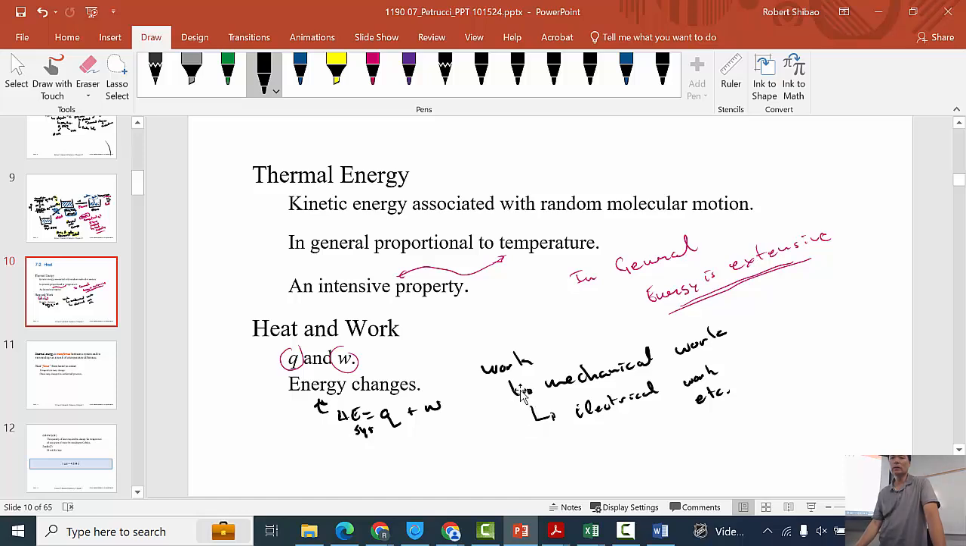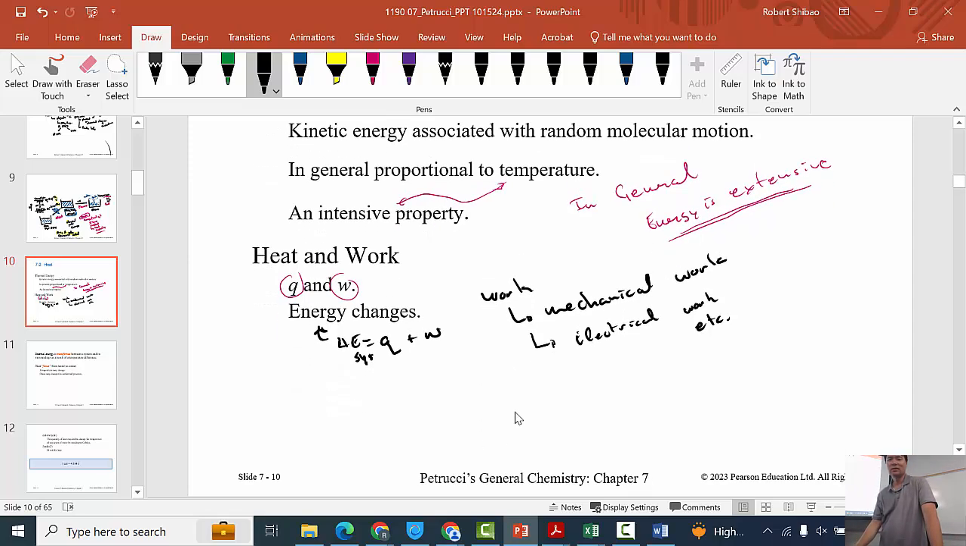And so thermal energy is going to be extensive. It depends on how much you have. So if we have 50 grams of water at 25 degrees C, that has less energy than 100 grams of water at 25 degrees C. It has half as much energy, even though they're both at the same temperature, even though they both have the same average kinetic energy. I think when we do some examples, you'll see.